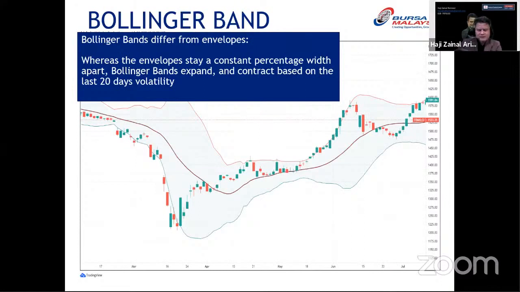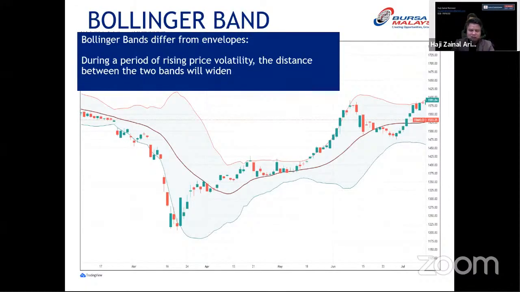The Bollinger Band differs from the envelope in that the envelope has a constant percentage, whereas the Bollinger Band expands and contracts based on the last 20 days' volatility. That's why we say Bollinger Band. John Bollinger invented the Bollinger Band to measure volatility.